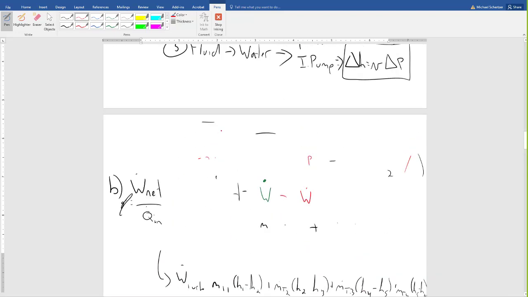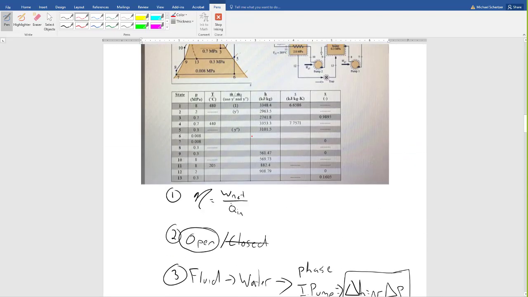Let's see if I know any of these states. How many have they fixed for us? Oh, a fair number. 1, 2, 3, 4, 5, 9, 10, 11, and 12.